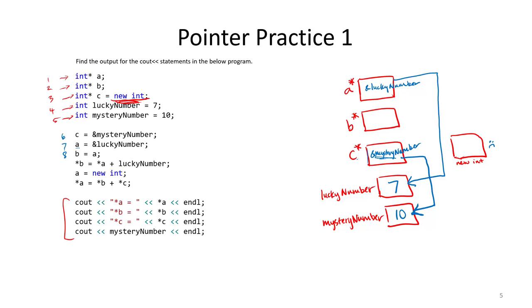Next we move to line 8. In line 8 we are saying B equals A. B and A are both pointers. So what we're doing here is we're saying we want to assign the value of B to be equal to whatever was inside of A. Remember, if we set one pointer equal to another pointer, that means we're going to take whatever pointer A holds, which is ampersand lucky number. And essentially what we're doing here is we're making our pointer B point at the same thing that pointer A points at. That's because both pointer A and pointer B now hold the same memory address.